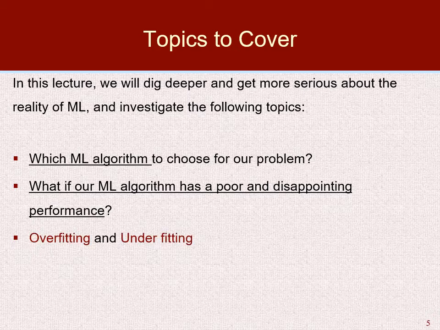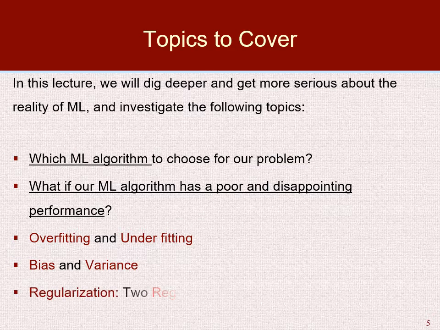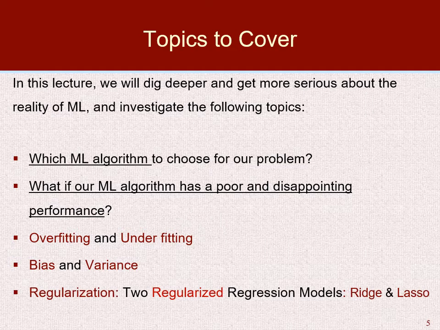We will talk about overfitting and underfitting, what they mean, and how to resolve them, or try to resolve them at least. We talk about bias and variance. And we also talk about regularization. And we're going to learn about two regularized regression models, the ridge regression and the lasso regression. And also we're going to learn about polynomial features and normalization. All right, let's get started.